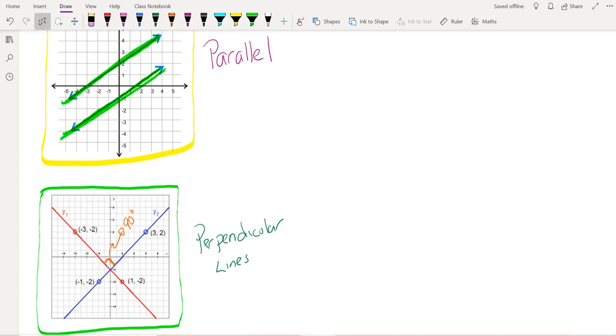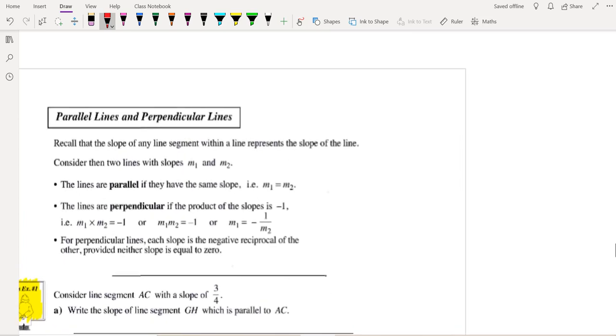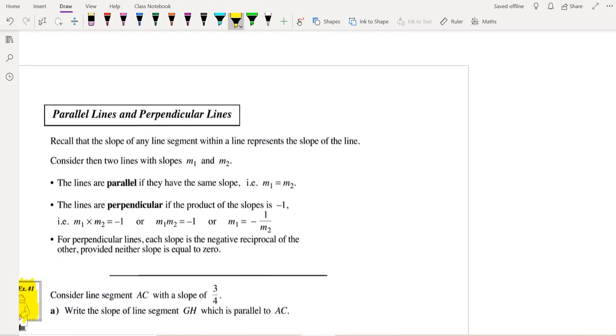Parallel lines are lines that have the same steepness or the same slope. So in this lesson, we are going to be comparing the slopes of lines in these two situations. Let's put some algebra to this: parallel and perpendicular lines.